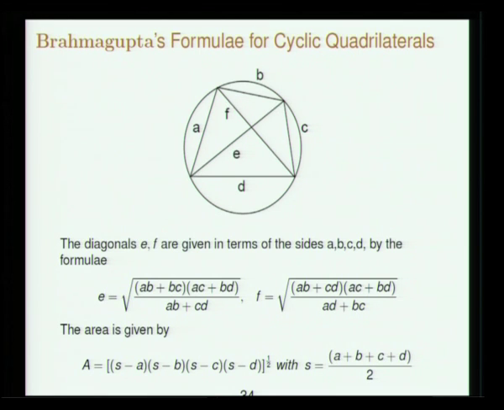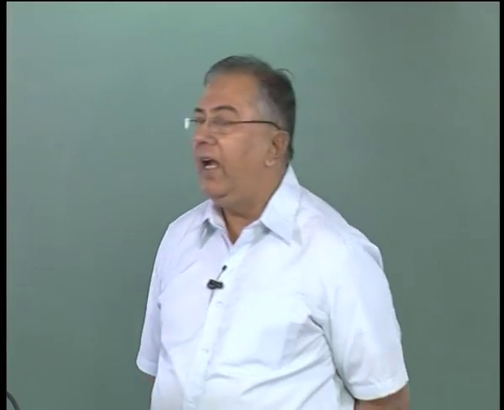Brahmagupta also gave very interesting results, such as this equation for the diagonals of a cyclic quadrilateral, a quadrilateral which is inscribed in a circle. He gave a formula for the diagonals of a cyclic quadrilateral in terms of the sides, and an expression for the area of the cyclic quadrilateral, which is a generalization of the formula that perhaps all of you know as Heron's formula for the area of a triangle.